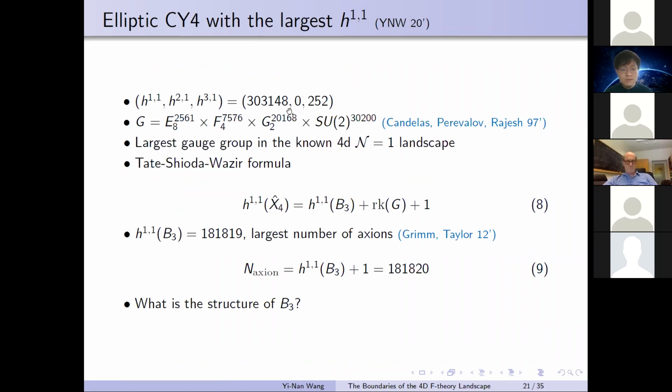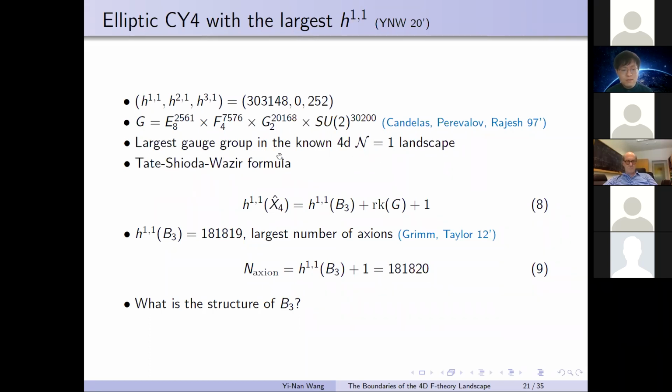As you can see from the Hodge numbers, this is exactly a mirror of the previous one. So the geometric gauge group on it is an enormous product group. In fact, this geometric gauge group has already been worked out by an old paper by Candelas, Perevalov, and Rajesh in 1997, so this is not really a new thing. Nonetheless, this is of course the largest gauge group that one can find in the whole known 4D N=1 landscape.